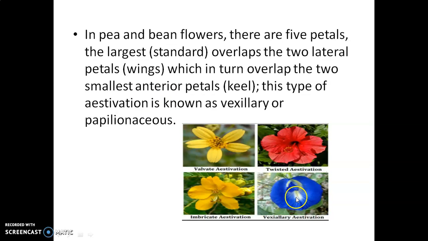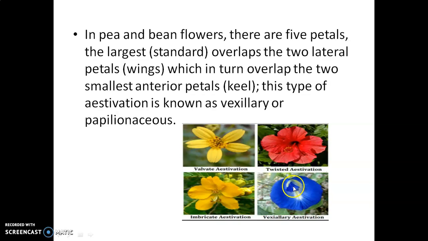And the last type, here we can cite the example of pea plant. Not only in pea, in bean flower also, we know that there are 5 petals. Here the largest one, this is the standard, overlaps. Here 2 lateral ones.